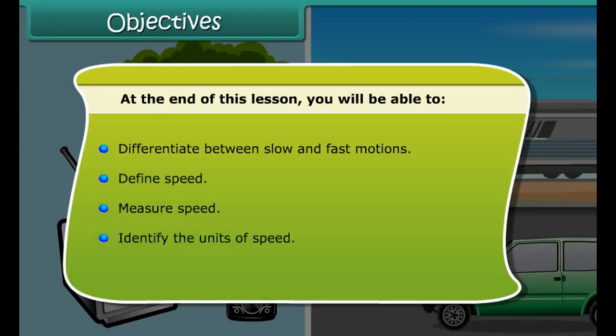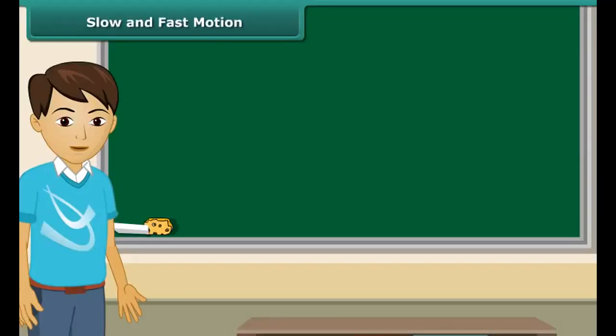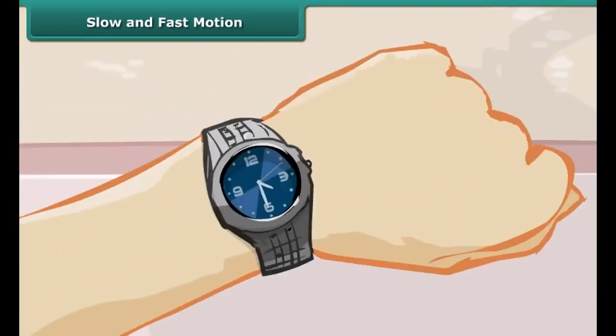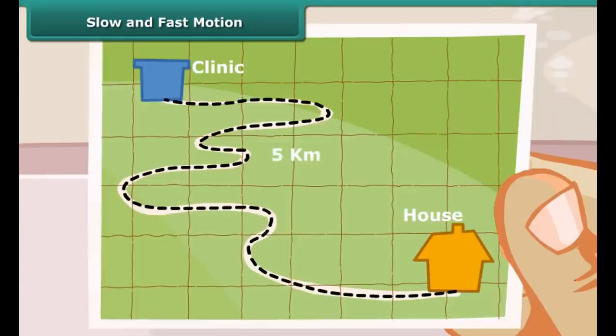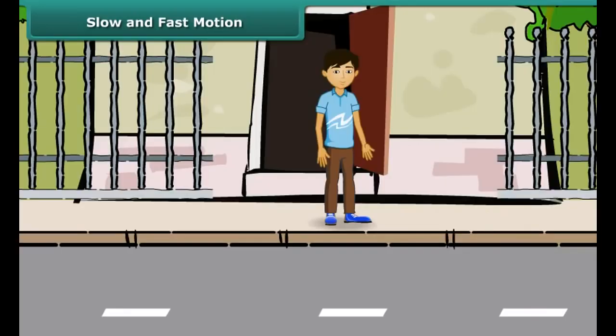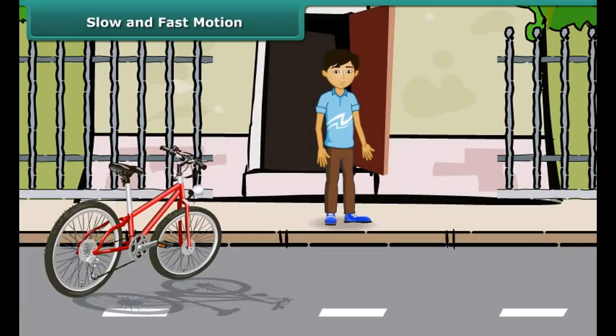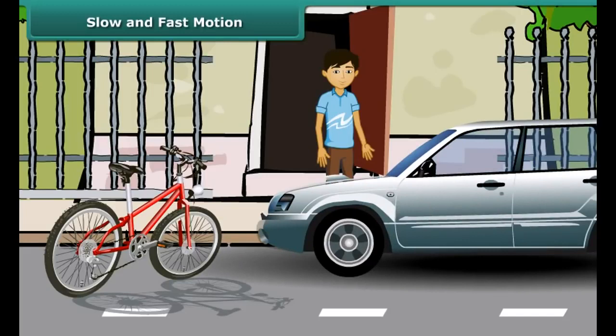Objectives. At the end of this lesson, you will be able to differentiate between slow and fast motions, define speed, measure speed, identify the units of speed, measure time.